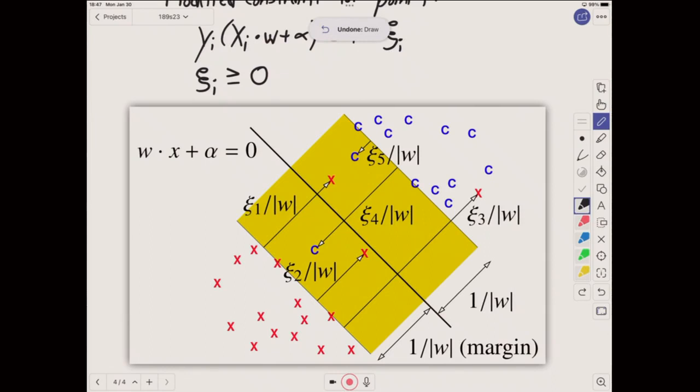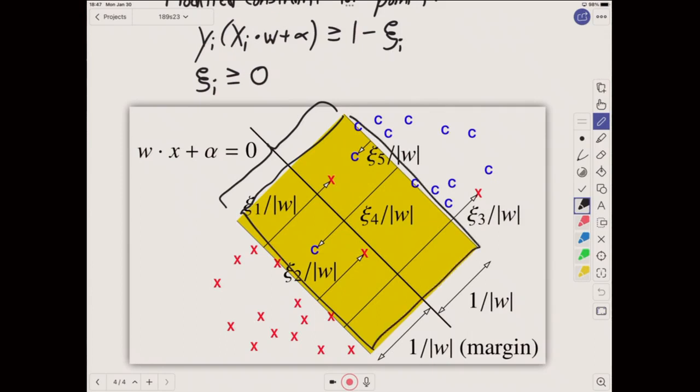Second, you will see this slab here, just like we had for a hard margin support vector machine. But something very important has changed. We are actually changing the definition of the word margin.